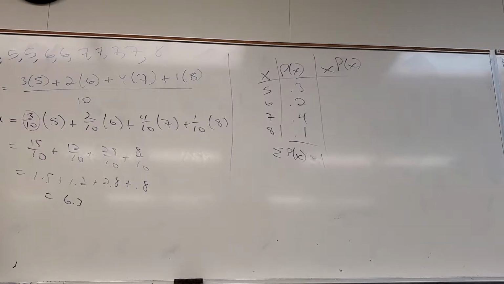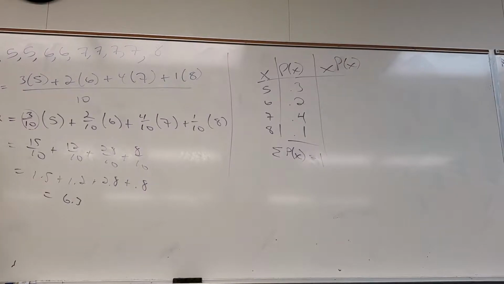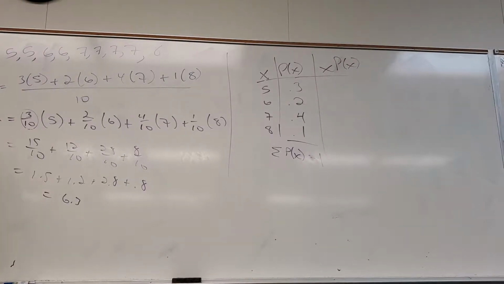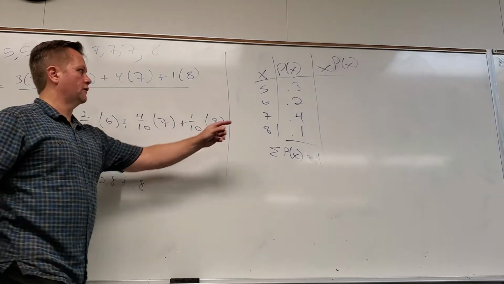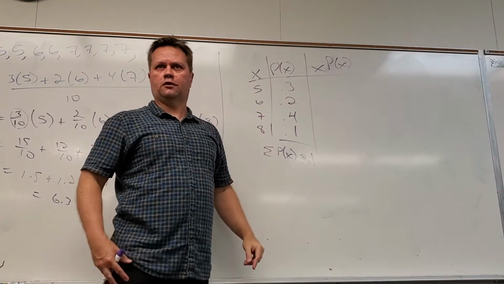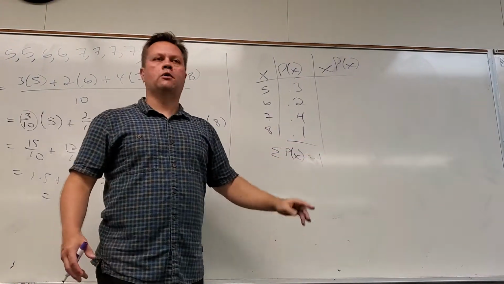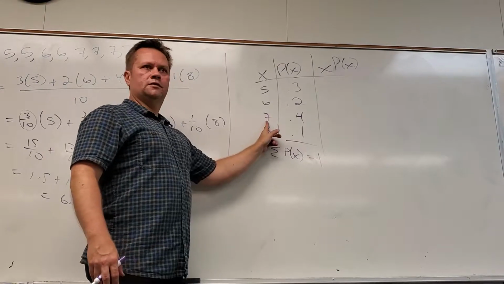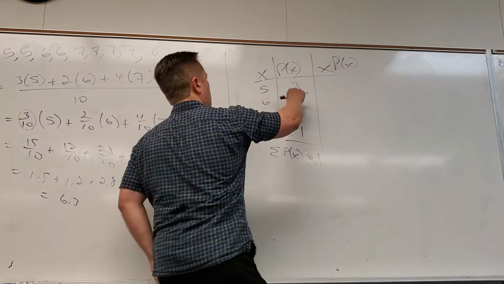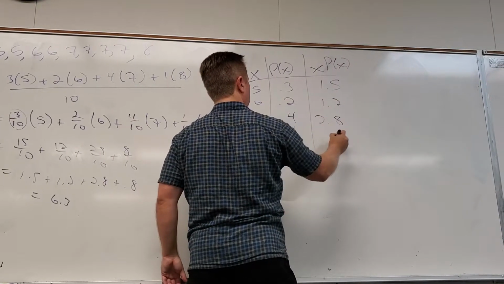So which data value contributes to the mean the most? Seven. Yes? 7 contributes to the mean the most. And then 5 is the next most and so forth, right? And poor little 8 doesn't contribute much at all. So that's why we do the weight times the data value. So I get here 1.5, 1.2, 2.8, and 0.8.